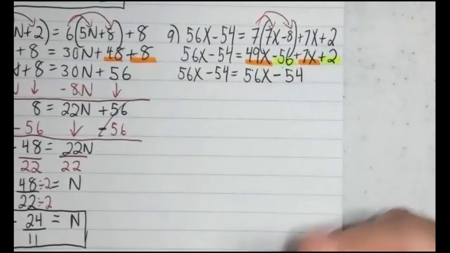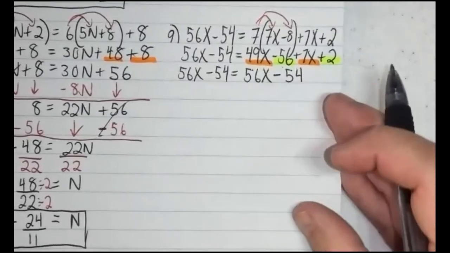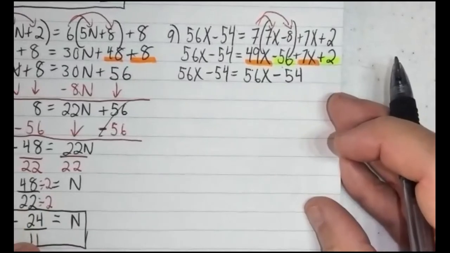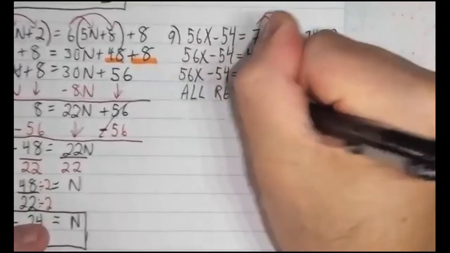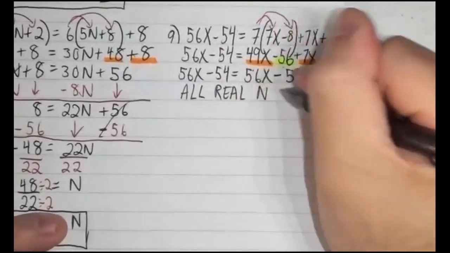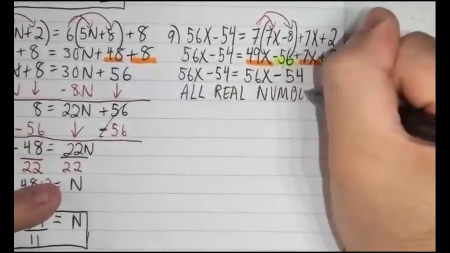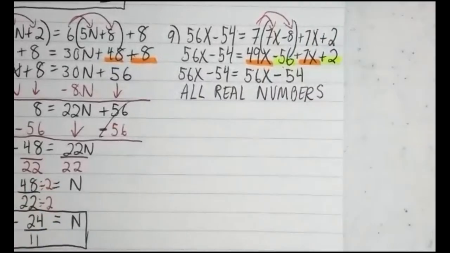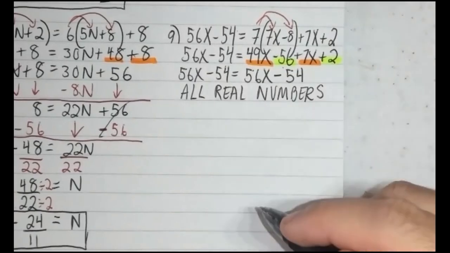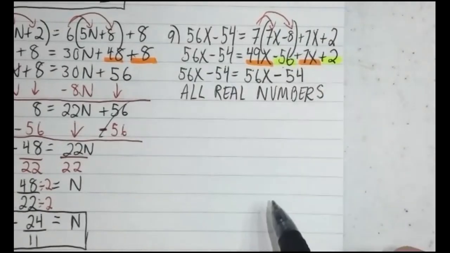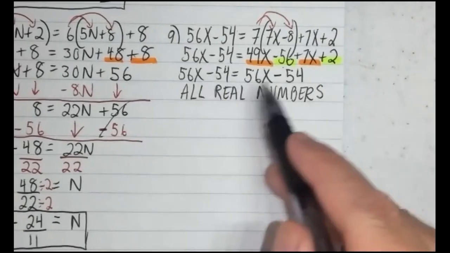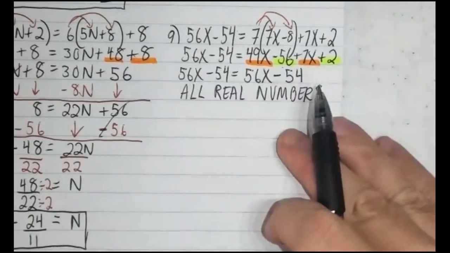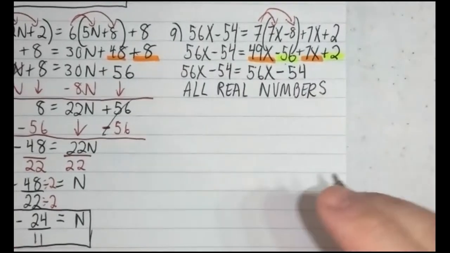So if I simplify this side correctly, what do you notice at this point? Both sides are exactly the same. When you get both sides that are exactly the same, you know your answer is all real numbers. They're all reals. So it doesn't matter what value you put in for x, it'll make it a true statement. But you can't just say x equals 5, because it equals every number. All are real numbers. Once you see these two sides are the same, you're good. You can stop and just say it's all reals.